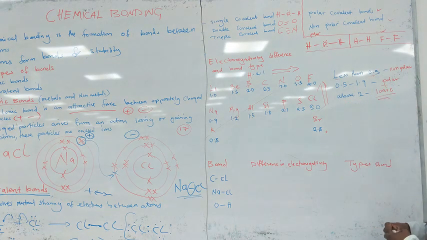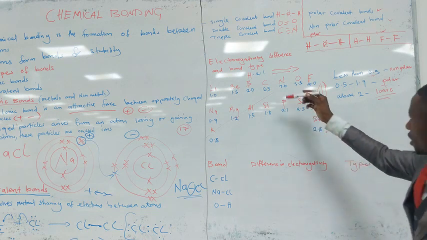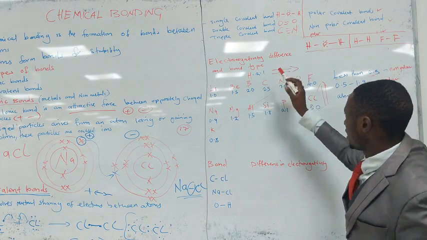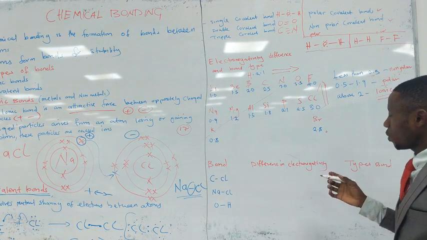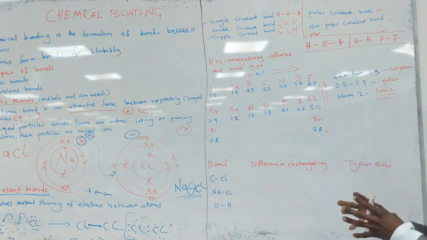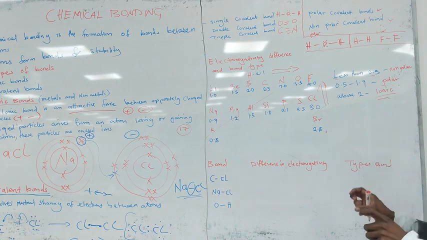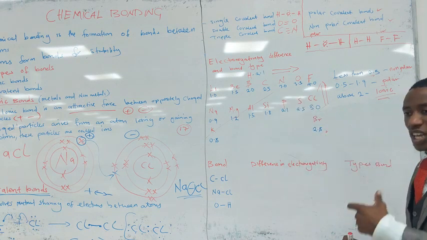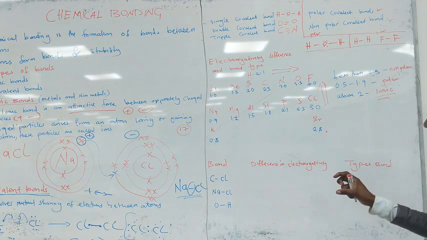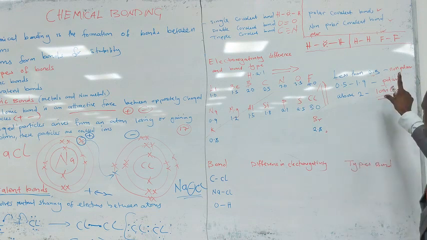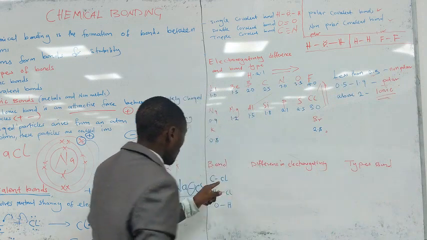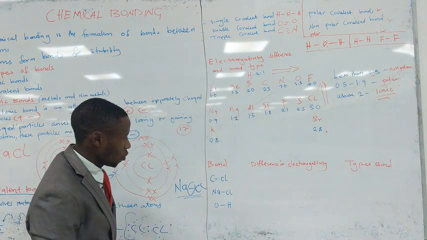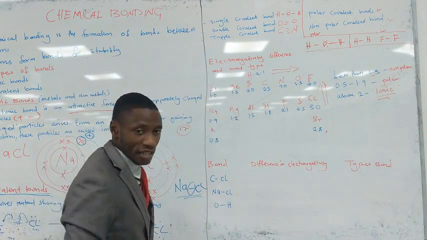Alright, so now when you talk of electronegativity difference, it simply means there is some subtraction that is happening. When you have two atoms bonding together, you subtract the two values that we have in here, and you should be able to predict the type of bond it is. So let's run through here. Follow closely as we do the math here.